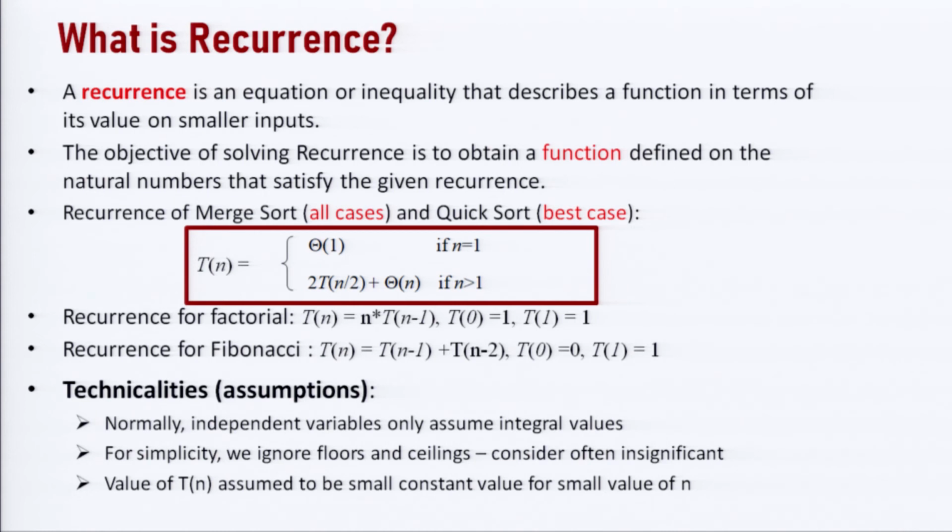The solution of a recurrence is basically a function defined on the natural numbers that will satisfy the given recurrence. So, the objective of solving a recurrence is to find such a function, defined on natural numbers, which satisfies the given recurrence.